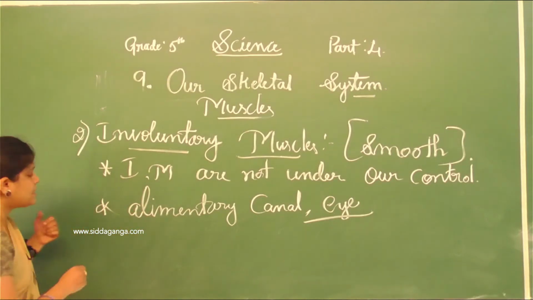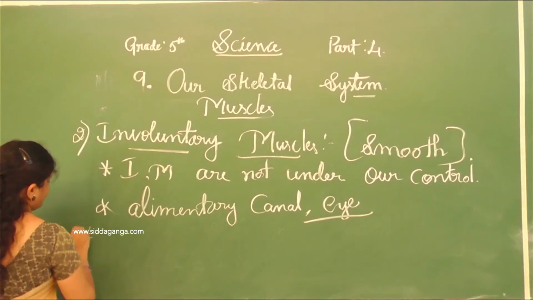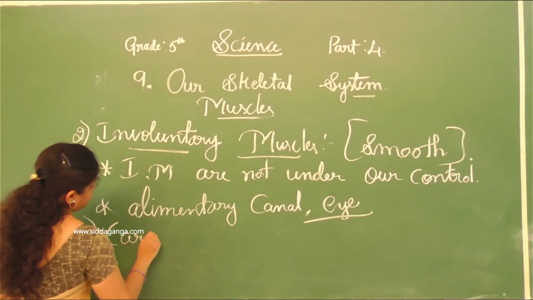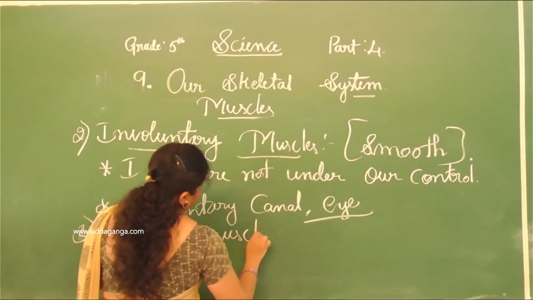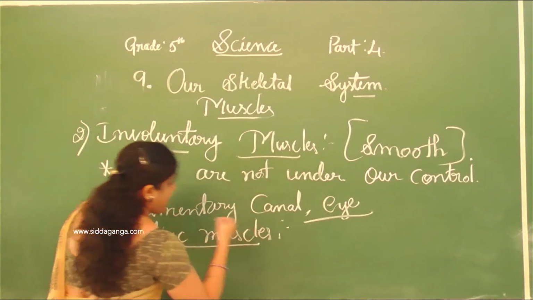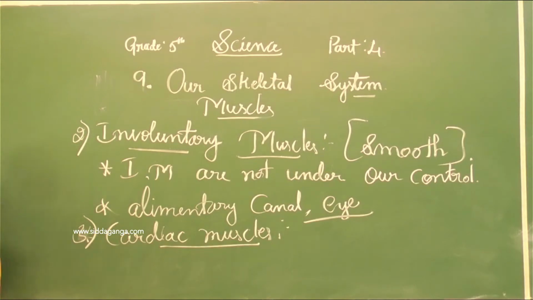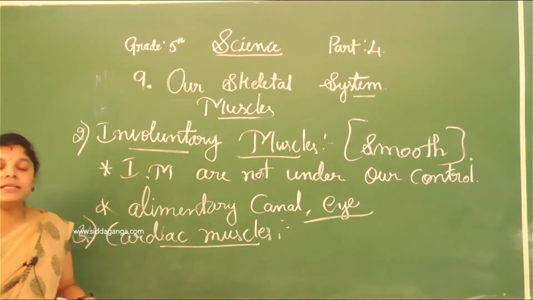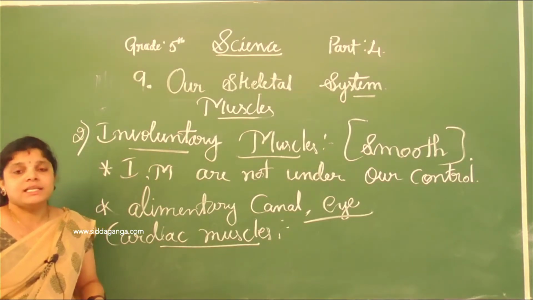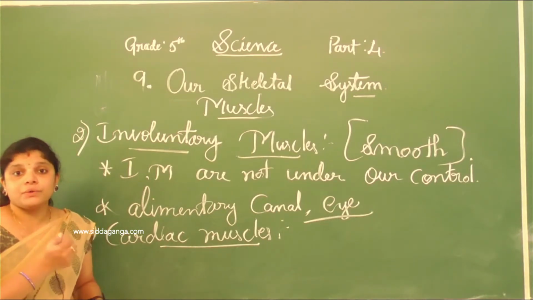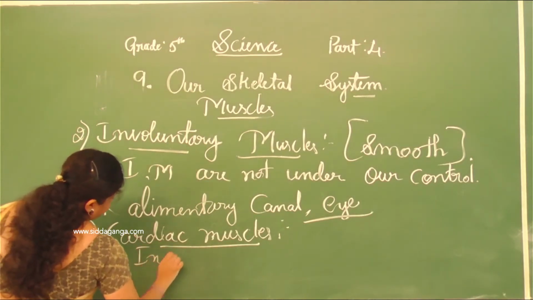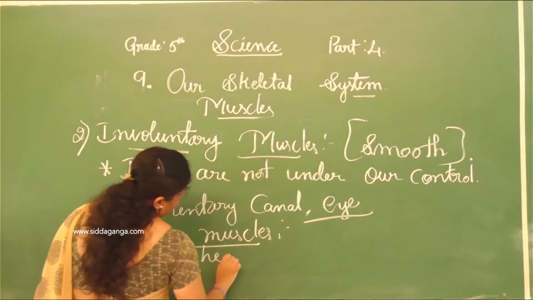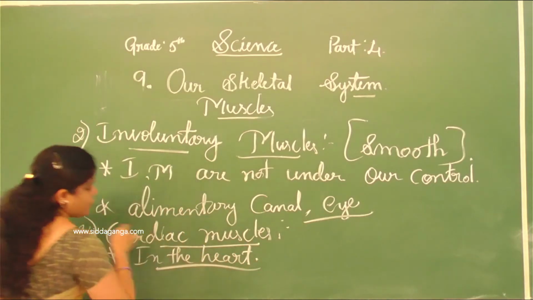So next one is cardiac muscles. So the third kind of muscles is cardiac muscles. Okay, normally this cardiac muscles is a third kind of muscles. See, this cardiac muscles exists around the heart. See, they exist in the heart.